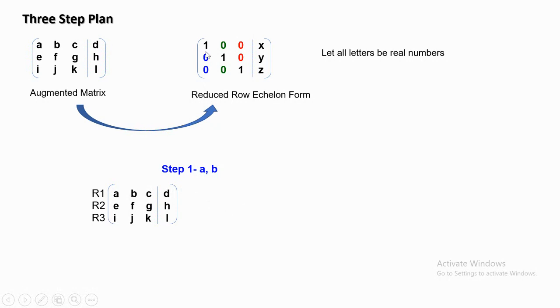Because column 1 on row 2 and row 3 must be zeros, this has to change, and that has to change. So after I execute step 1, this is how it should look, like these 2 zeros. Now for step 2, the B must be a 0, and the Q must be a 0, right?